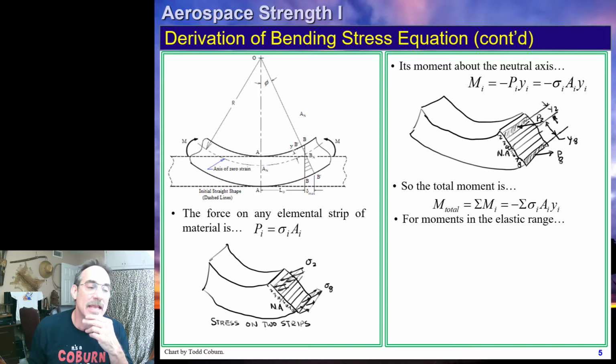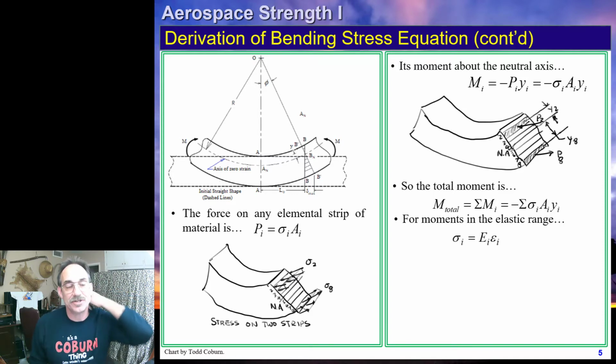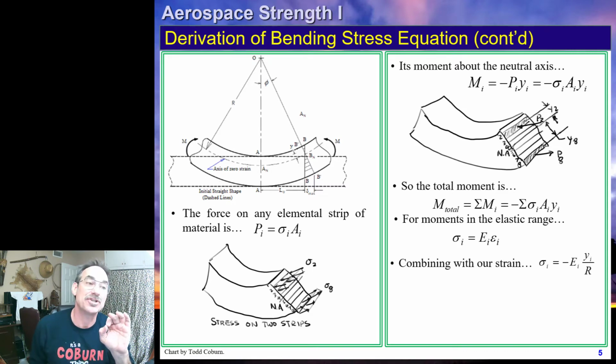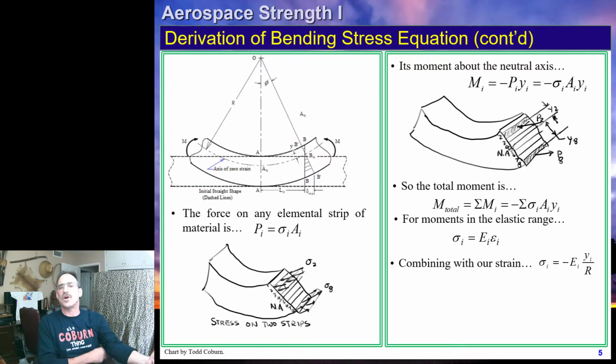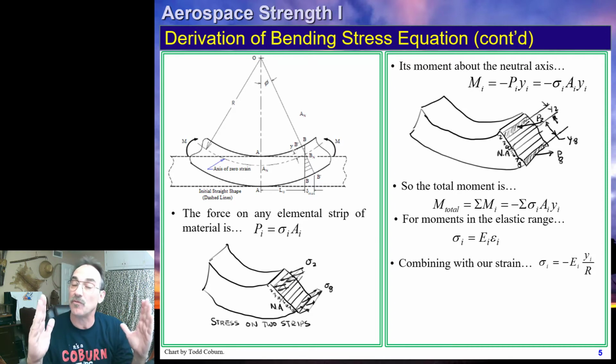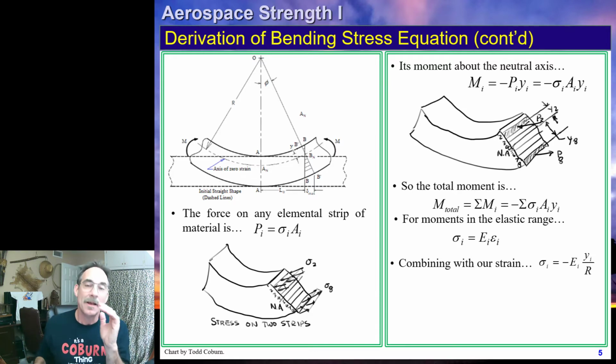If our moments are in the elastic range, then we have Hooke's law, stress equals modulus times strain. If we combine that with our strain relation, we can say that the stress is actually negative of the E times y over R. Now, R is kind of an arbitrary number, kind of hard to understand. We can imagine how that works in terms of our deflection. It's hard to put our fingers on because it's so far out there for most bending deflections. But we're going to remove that shortly.